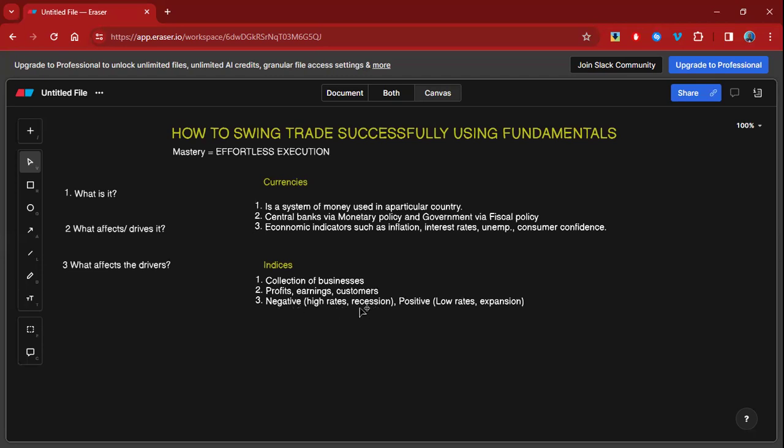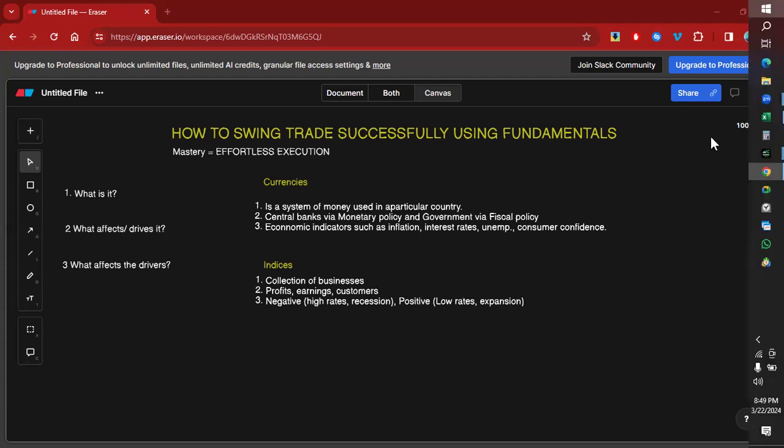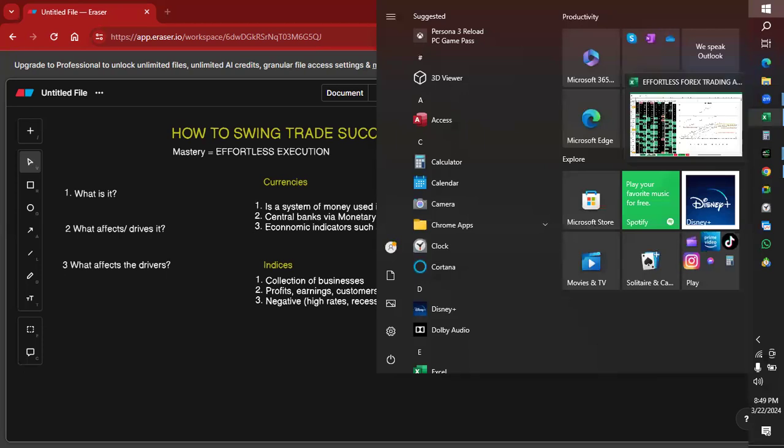And if consumers are not spending, then businesses have no money, right? So that is why it is negative for businesses whenever there's high interest rates and a recession, and positive whenever there's low interest rates and a what? And an expansion, which obviously would lead to high inflation. So going into the example of indices now, like we did with currencies, just a quick one, because this is actually taking way longer than I thought it would.